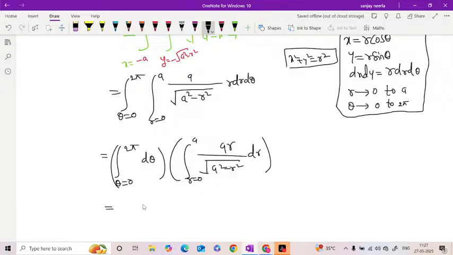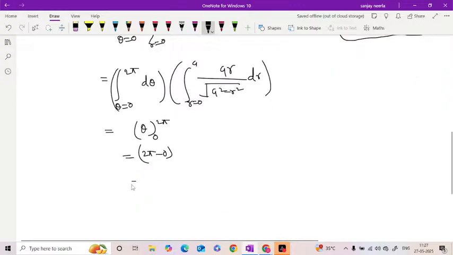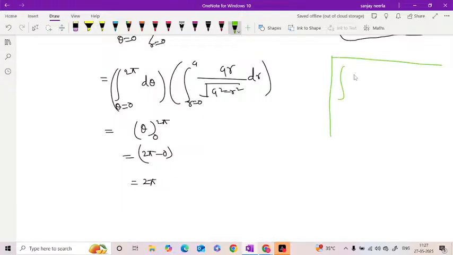The first integration is that theta limits 0 to 2 pi. That means we will get 2 pi minus 0. So for this first integration we will get 2 pi. What is the second integration? In the second integration you can apply the substitution method. Anyway, better to solve separately. Now integration of r by under root of a square minus r square dr.